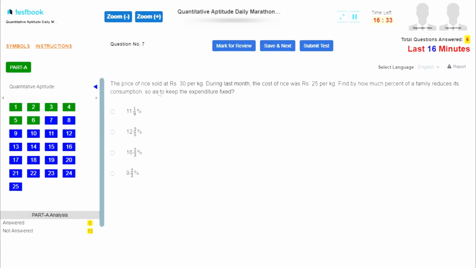The price of rice sold was 30 per kg during last month. The cost of rice was 25 per kg. Find by how much percent a family must reduce its consumption so as to keep the expenditure fixed. So earlier it was 25, later it became 30, that is, a 5 rupees reduction. So 5 by 30 into 100, 1 by 6.